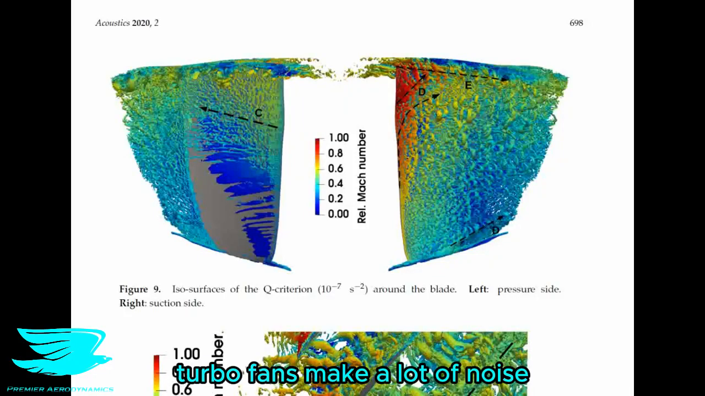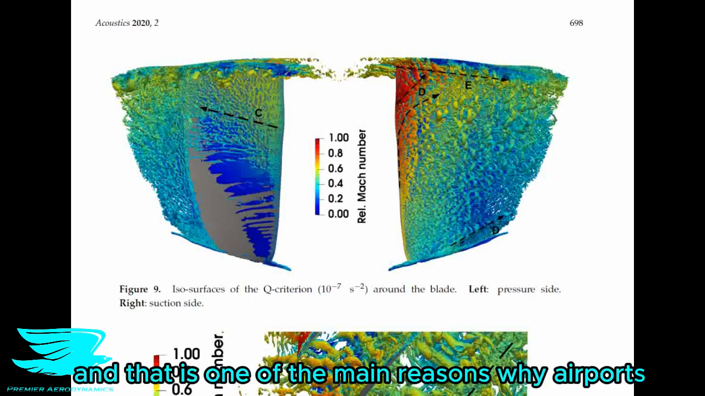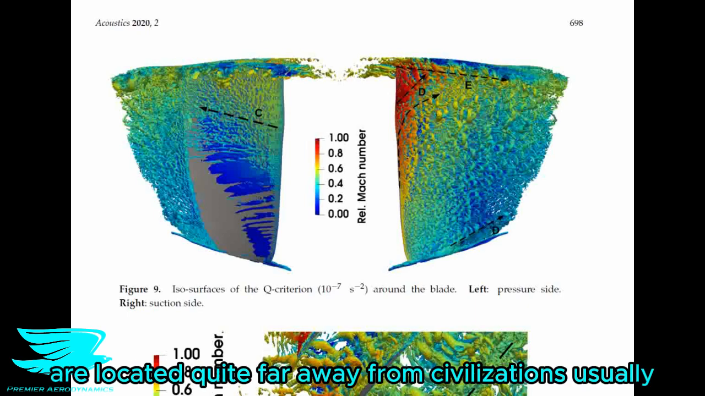Turbofans make a lot of noise. You know, those engines on airplanes, they're like 120 decibels. They're noisy, and that is one of the main reasons why airports are usually located quite far away from civilization.